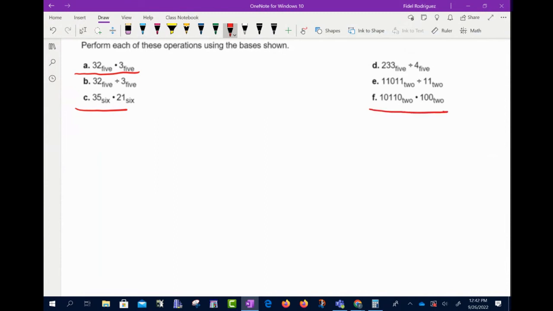And then I'll come back and we'll do the division problems, okay? So look, let's do part A. It says 32 base 5 times 3 base 5, okay? So I'm going to write my problem like this, just like the way we did in elementary school. We write the bigger number on top, the smaller number on the bottom, okay? Now, I want you to think, we're in base 5. That means that we're regrouping when we have fives or numbers 5 or more, okay?